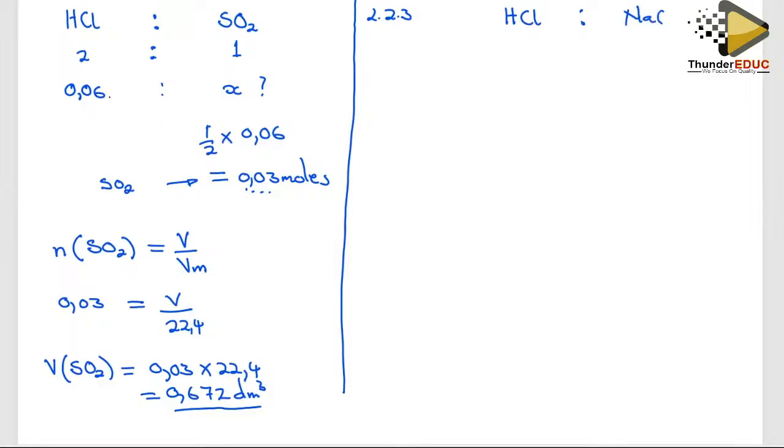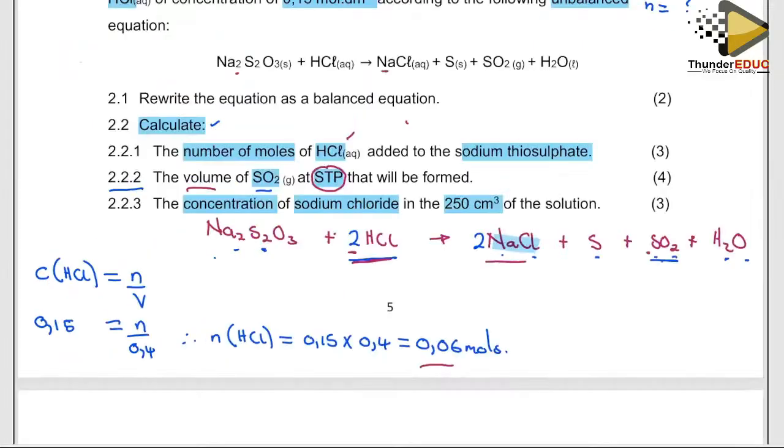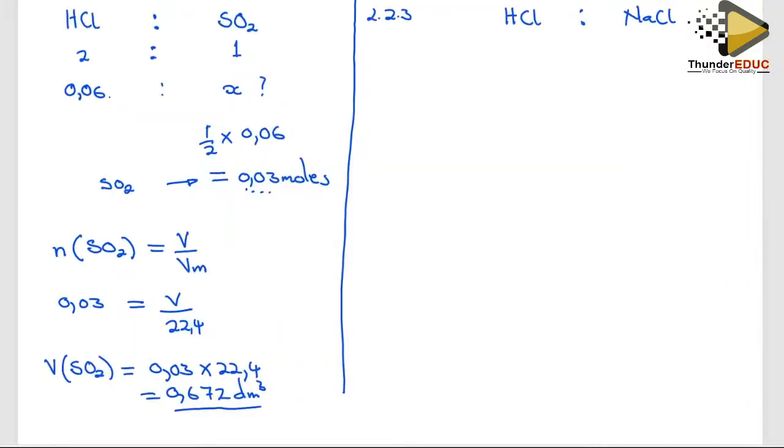Therefore, the ratio according to this, I'm supposed to compare HCl versus my sodium chloride, right? So according to our coefficients there, we agree this is 2 is to 2. Therefore, the ratio there is 2 is to 2, right? If you simplify this, it's the same as 1 is to 1, right?